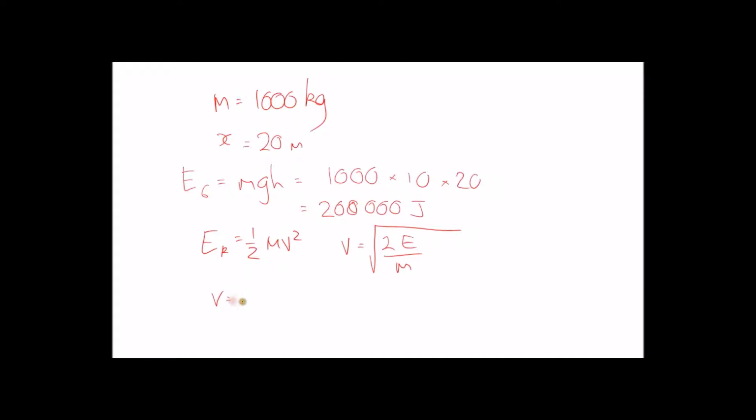So v equals the square root of 2 times the energy, which is 200,000, over the mass, which is 1,000, and we end up with the square root of 400, which is 20 meters per second. Again, a nice round figure suggests we're on the right track.